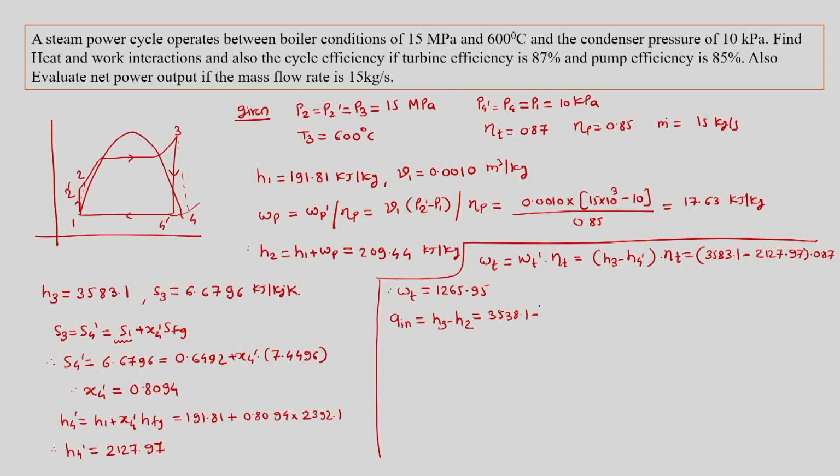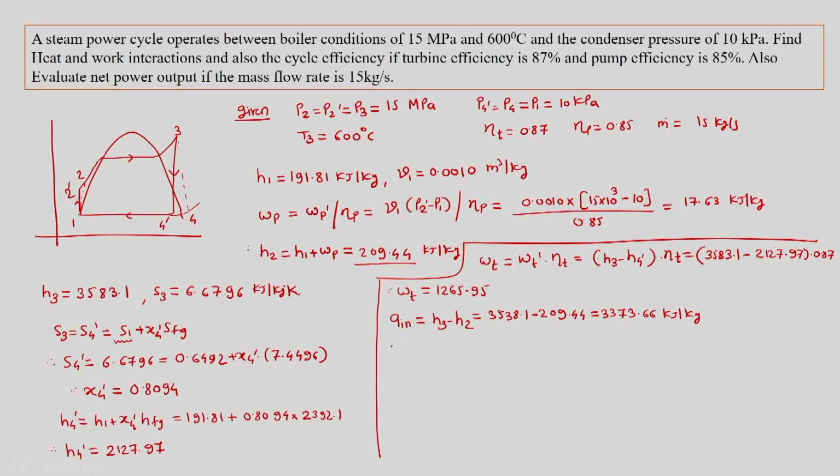Then we can go ahead and find out Q in, which is H3 minus H2, and H3 is basically 3583.1 minus H2, and H2 we have noted down here as 209.44. So Q in for us is 3373.66 kilojoule per kg.